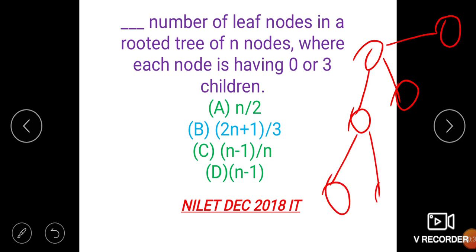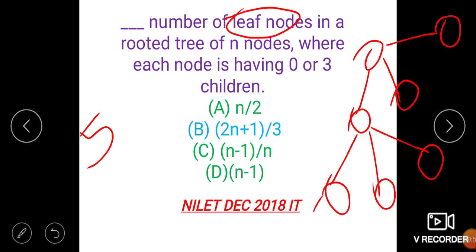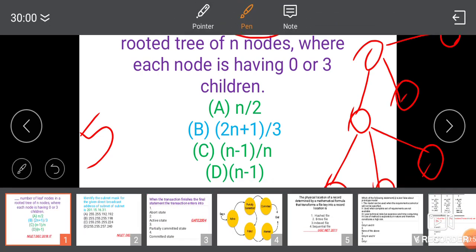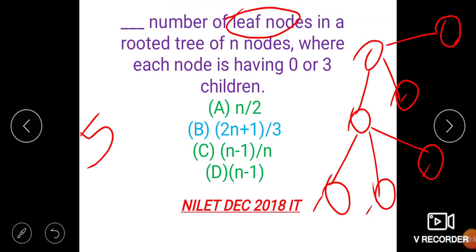Okay, so let it be this tree. Here we need the number of leaf nodes. So what is a leaf node? It is a node that has no children. Here you can see 1 2 3 4 5, a total of 5 nodes which have no children. Now put this into the formula.